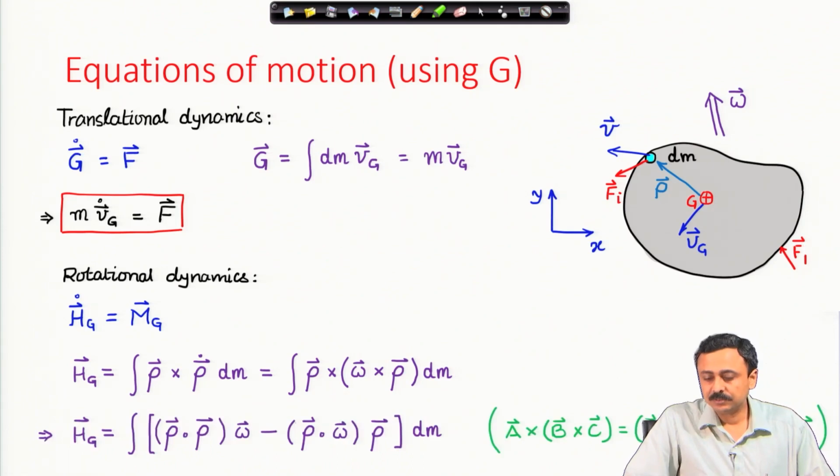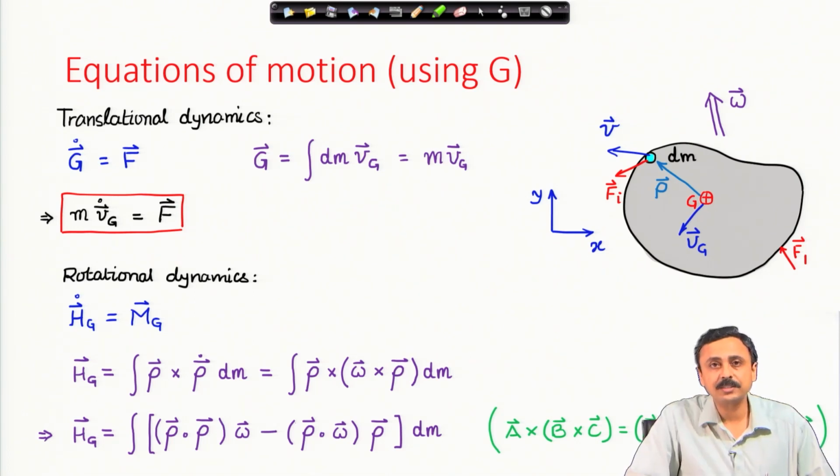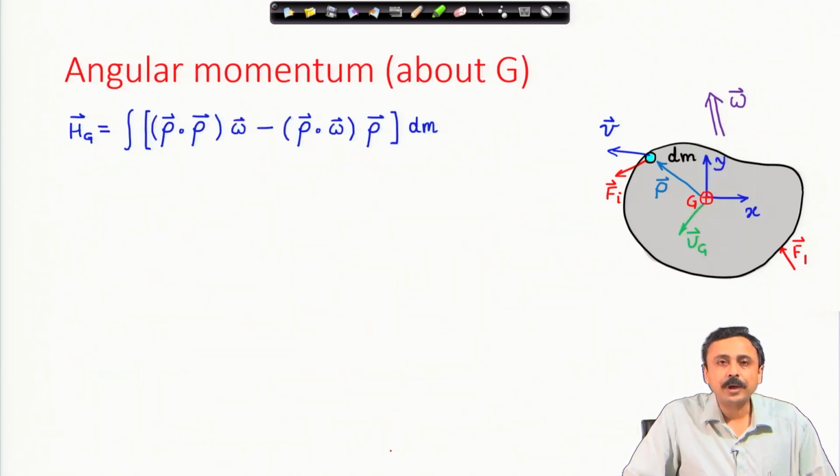Using this vector algebra identity, we have discussed in a previous lecture how to express the angular momentum using only dot products. Therefore, we have the vector rho dot rho times omega minus rho dot omega times rho vector, and that is integrated over the body. Let us look at this expression of angular momentum now. This expression is very simple to use. Rather than having cross products, having dot products is very easy to compute.